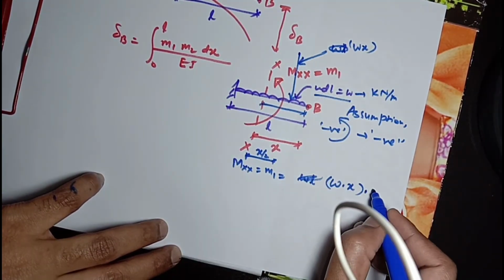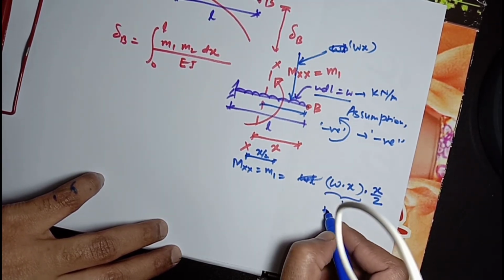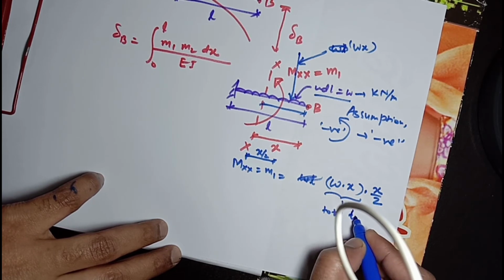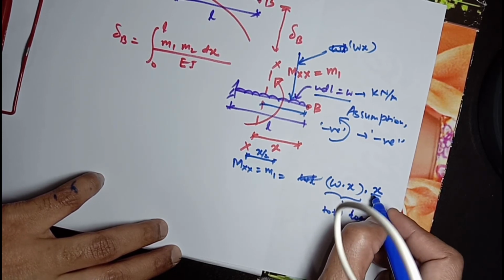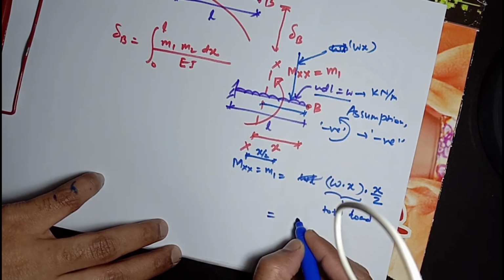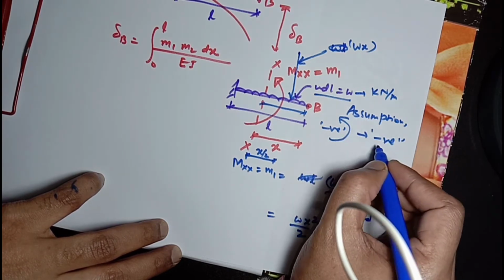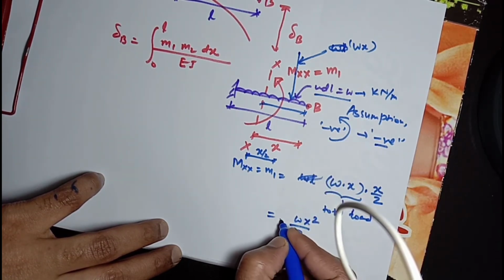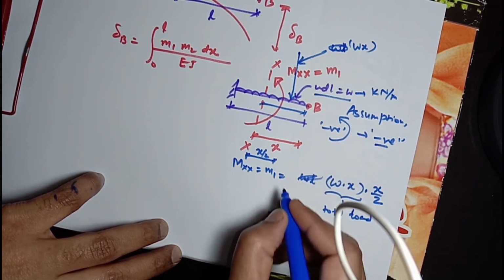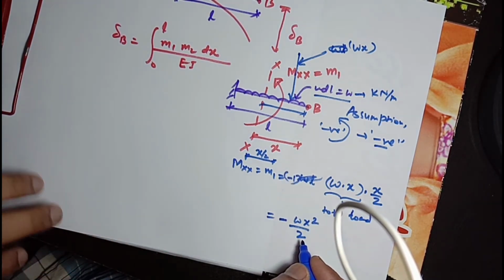So multiplying with this X by 2, this is the total load. Total load is acting at a distance of X by 2 from this section XX. So the moment will be WX square by 2, and anticlockwise moment is taken negative, so we will multiply with a negative sign, so it will become minus. So minus WX square by 2 will be the M1.